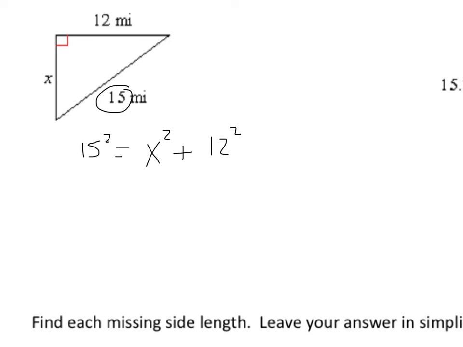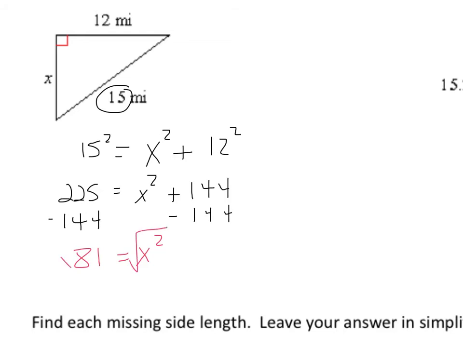So if we do that calculation, we get 225 and 144. We subtract 144. So this is not new to us, this problem solving skill here. And we get x squared equals 81. And we root both sides, and x equals 9. Now officially, in this situation, it's a plus or minus 9, but because it's applied to a triangle and we're talking about distance, you cannot have a negative distance. So it's only a positive possibility here.